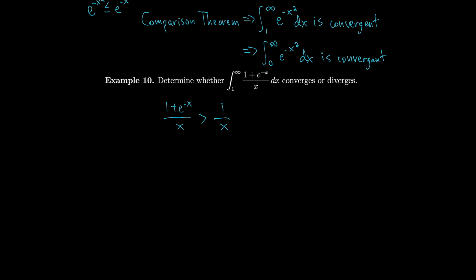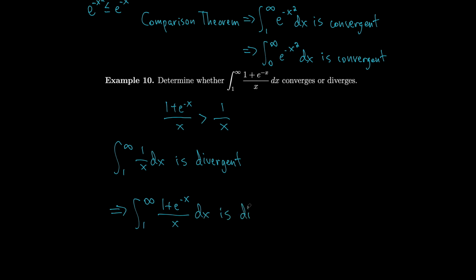But wait, we did the integral from 1 to infinity of 1 over x dx. We said that that was divergent in our first example. So our integral is even bigger than one that we already know is divergent. So it definitely must be divergent too. So the integral from 1 to infinity of 1 plus e to the minus x over x dx is divergent.